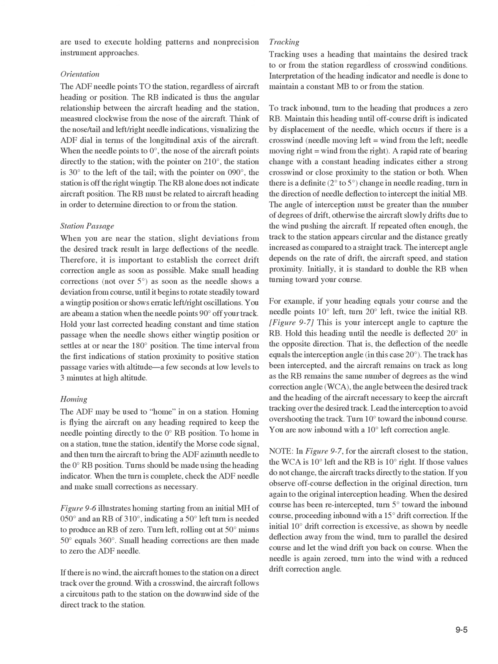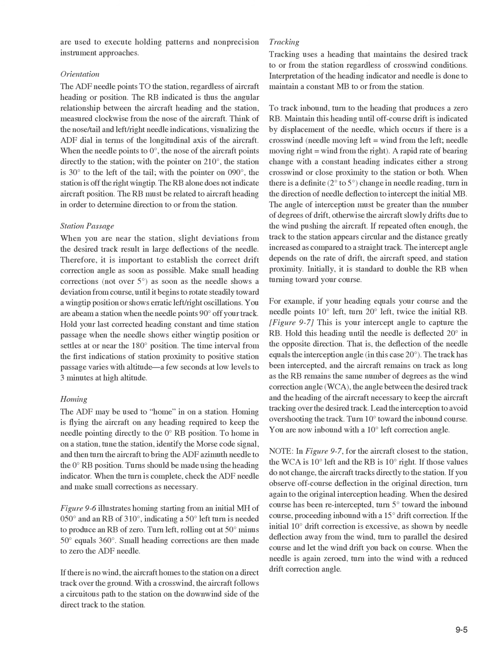To track inbound, turn to the heading that produces a 0 azimuth. Maintain this heading until off-course drift is indicated by displacement of the needle, which occurs if there is a crosswind. Needle moving left equals wind from the left, needle moving right equals wind from the right. A rapid rate of bearing change with a constant heading indicates either a strong crosswind or close proximity to the station or both. When there is a definite 2 degrees to 5 degrees change in needle reading, turn in the direction of needle deflection to intercept the initial MB.